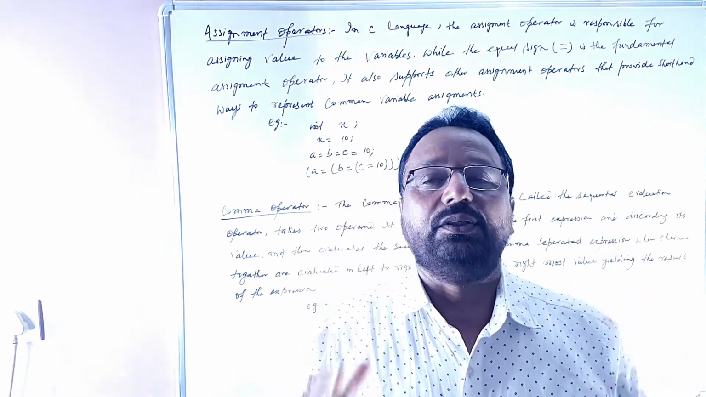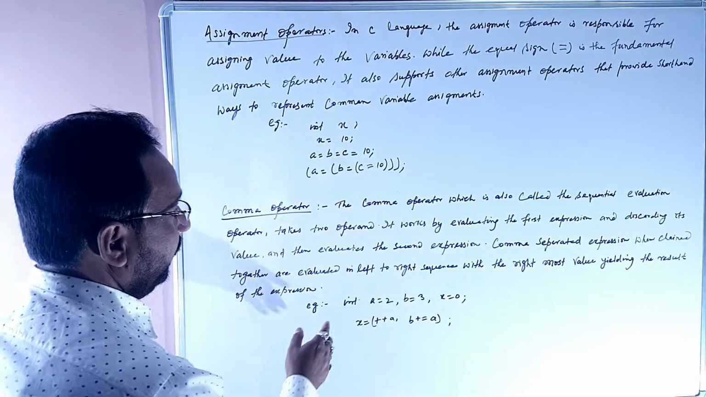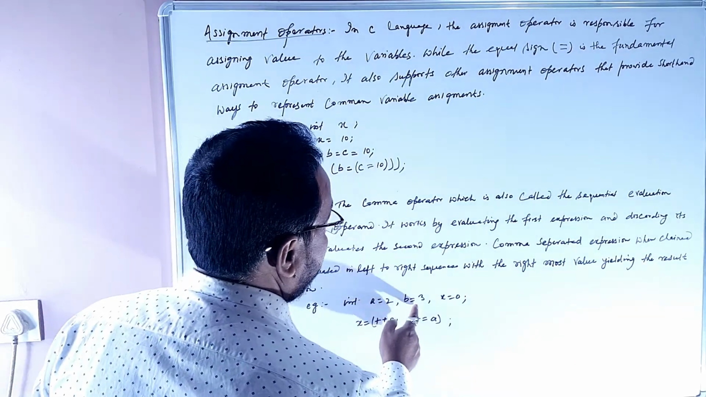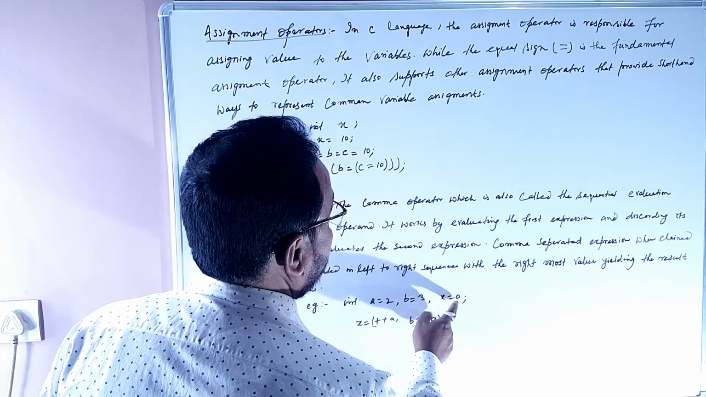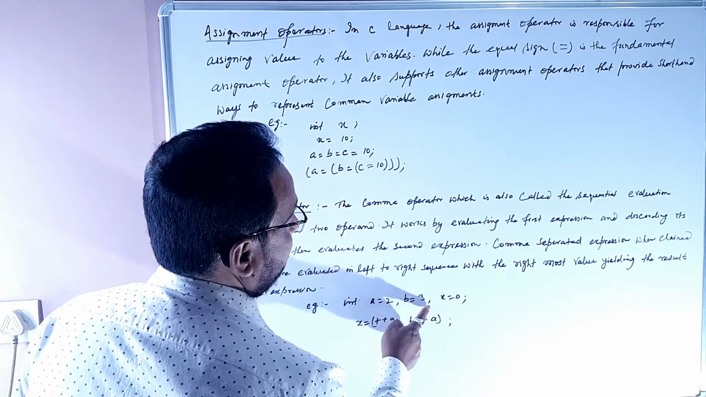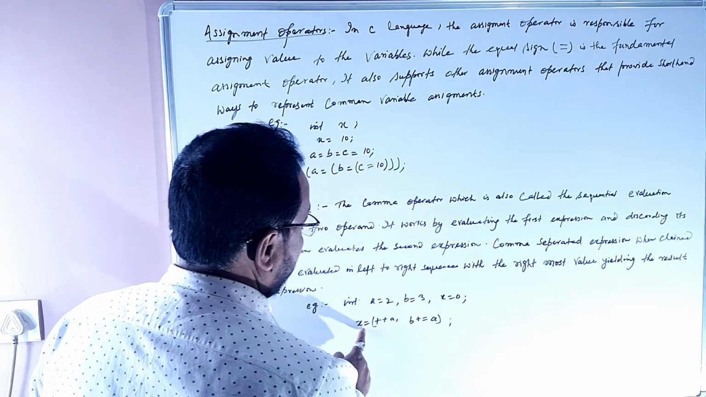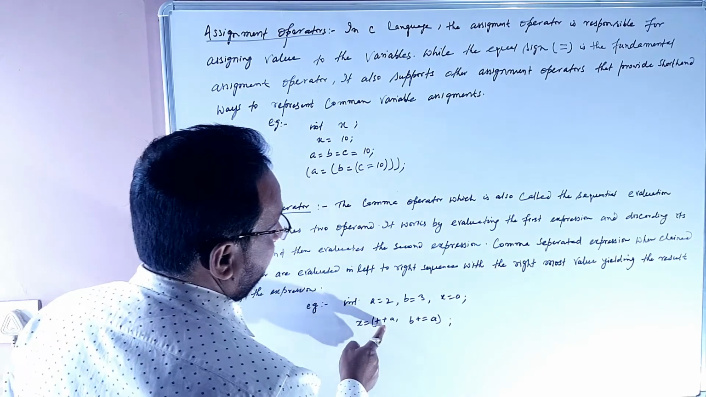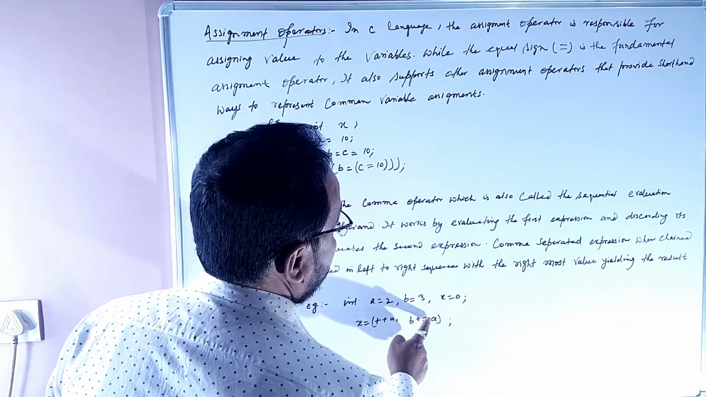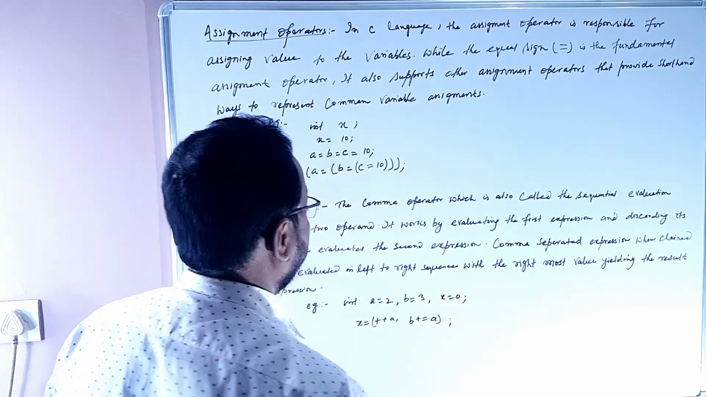of the expression. Here, in the example, int a is equal to 2, b is equal to 3, and x is equal to 0. Here, this is the comma operator, this is the comma operator. Here also x is equal to plus plus a comma b plus is equal to a.